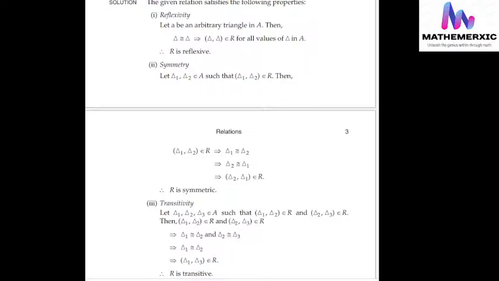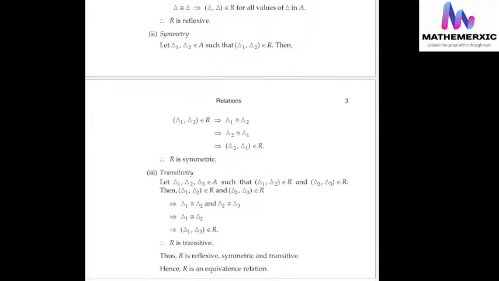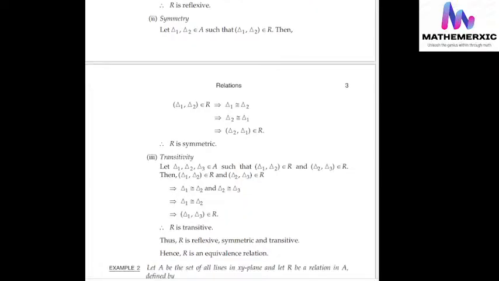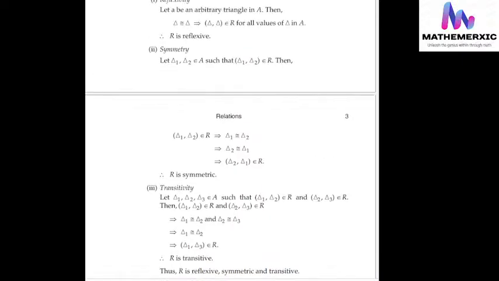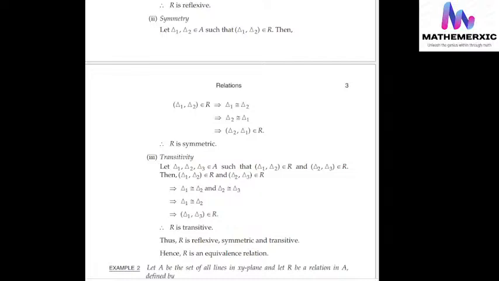Transitivity: let us say there are three triangles, triangle 1, triangle 2, and triangle 3 belonging to A, such that (triangle 1, triangle 2) belongs to R and (triangle 2, triangle 3) belongs to R. Triangle 1 is congruent to triangle 2, and triangle 2 is congruent to triangle 3. So triangle 1 is congruent to triangle 3, so (triangle 1, triangle 3) belongs to R. R is transitive. Thus R is reflexive, symmetric, and transitive in nature. That's why it is an equivalence relation.